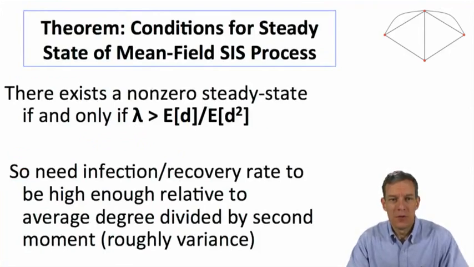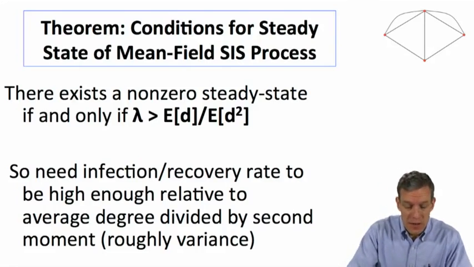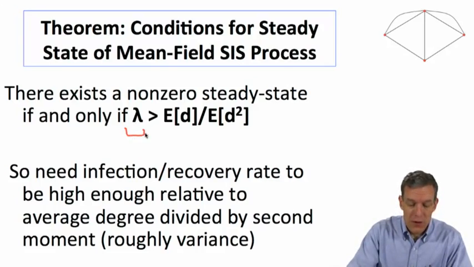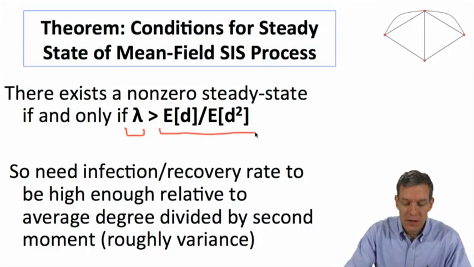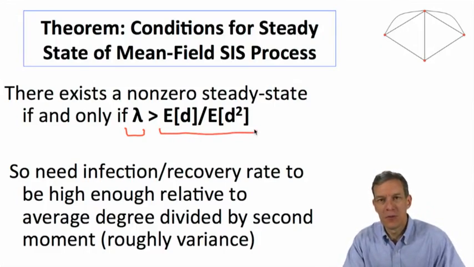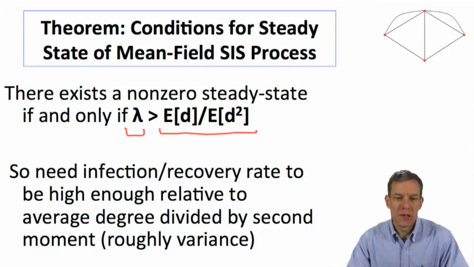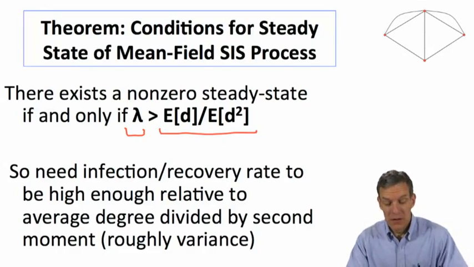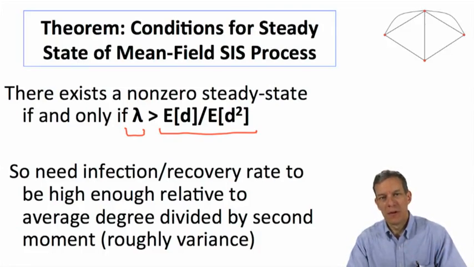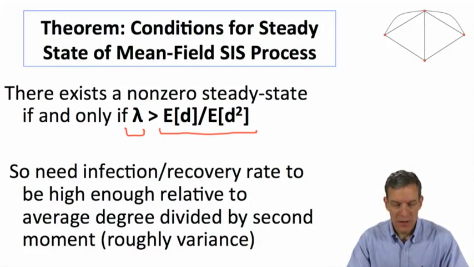So we have those expressions. And so the theorem is that the condition for the SIS model to have a non-zero steady state is, if and only if, this lambda is large enough, and what it needs to be larger than is E of d compared to E of d squared. Okay? So you need the infection recovery rate to be high enough relative to the average degree divided by a second moment. Roughly think of variance there. So large enough lambda is going to give us a steady state that's non-zero.